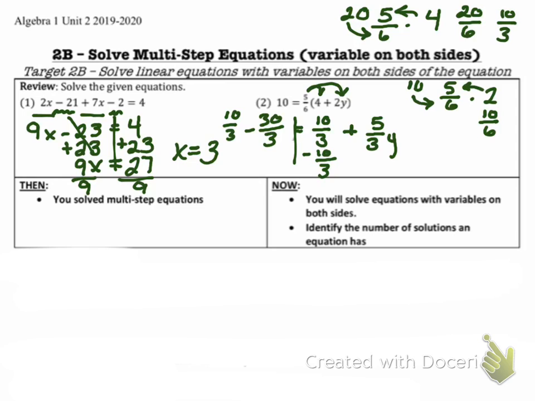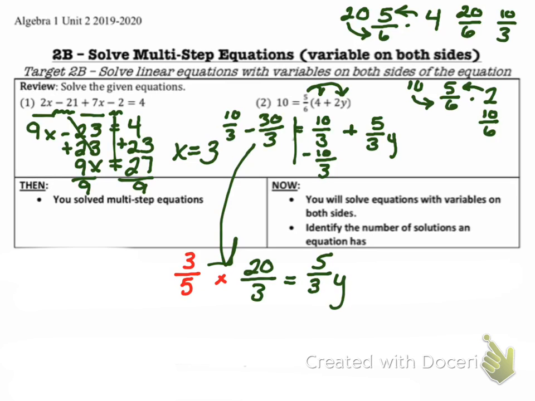So that gives me 20, right? I kind of ran out of room, so I'm going to go down here. So that gives me 20 over 3 is equal to 5 over 3y. And then remember, to get rid of that 5/3 in front of the y, I'm actually going to multiply by the reciprocal, right? Because that's equivalent to dividing both sides by 5/3. So I multiply by the reciprocal on both sides.